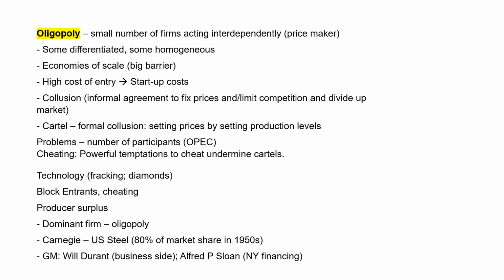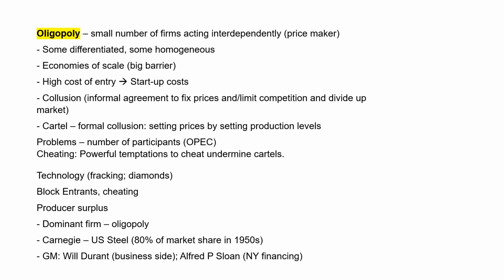So definitionally, we've already talked about monopolistic competition, imperfect competition, the types of firms, with the fast food establishments. So now we're moving on to oligopoly. We've talked about it a bit, but oligopoly means small. It's a small number of firms and they're acting interdependently. We'll get into what that means in a moment. They are more price makers than they are price takers.